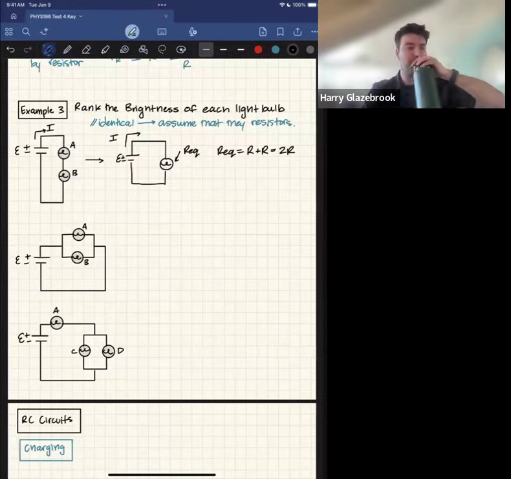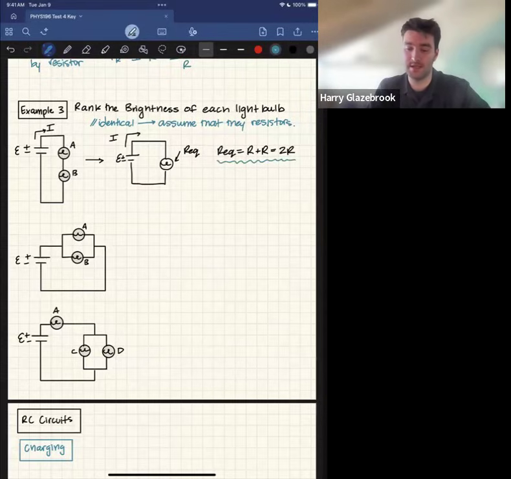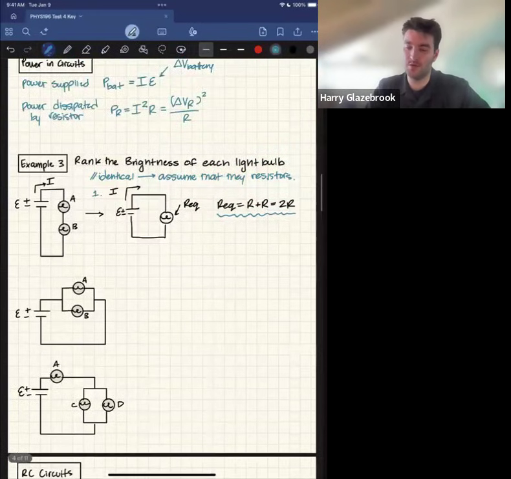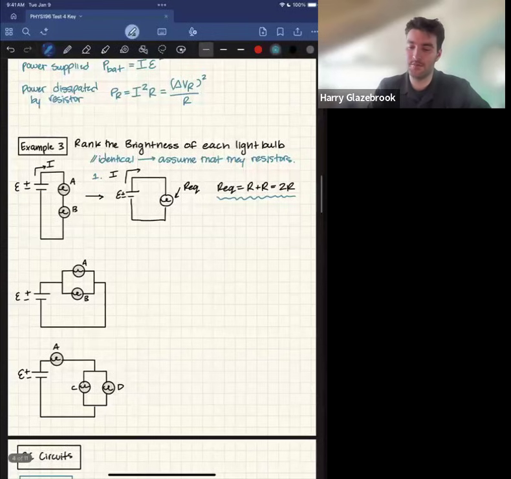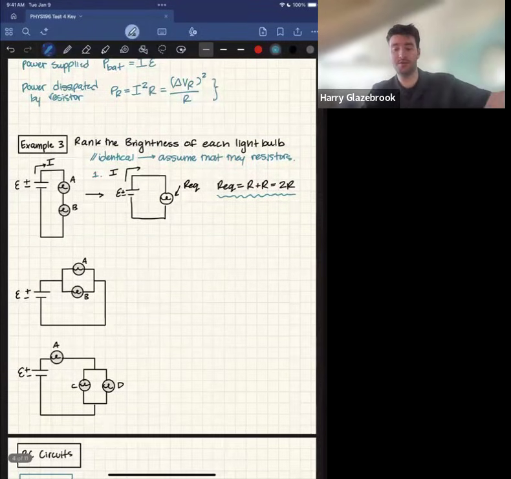Okay. So the first step always for me, even if you feel like you have a handle on it, is simplify it down to as simple a circuit as you can. Here I had a series circuit and I simplified it down using my series rules to get it to be one bulb. That's step number one for me. Step two is, whenever I rank the brightness, brightness is just the power dissipated. So I'm going to use one of these equations up here. Doesn't matter which one I use.